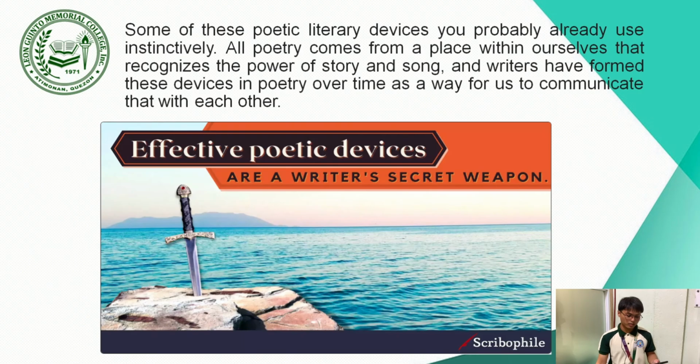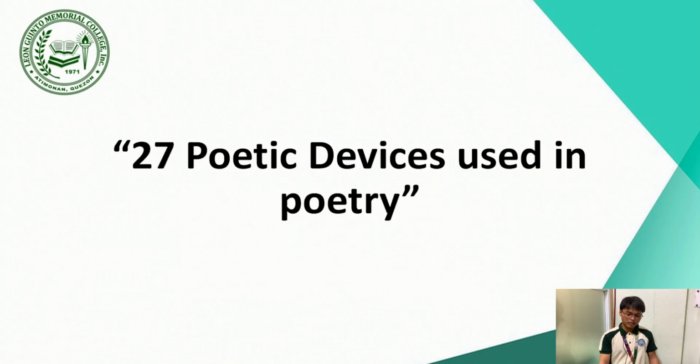Some of these poetic literary devices you probably already use instinctively. All poetry comes from a place within ourselves that recognizes the power of story and song, and writers have formed these devices in poetry over time as a way for us to communicate with each other. As you can see here in the picture, effective poetic devices are a writer's secret weapon. Now let's proceed to the 27 poetic devices used in poetry.